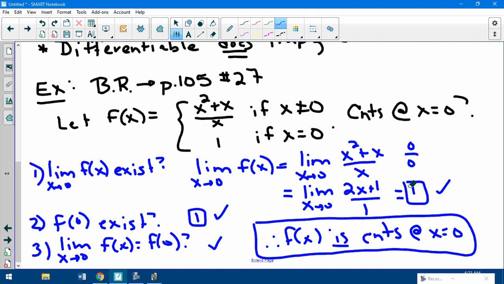So if either of these turned out to not exist, it'd be discontinuous. If these were two different numbers, that would also be discontinuous. But that's how you check for continuity. Okay, so that's the notes that I want to do.